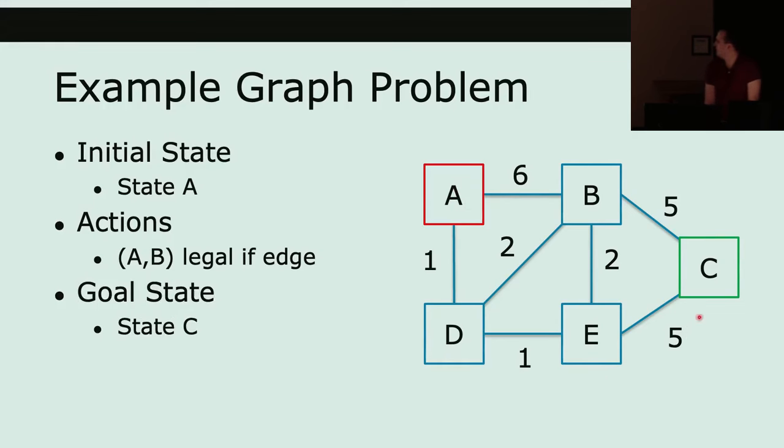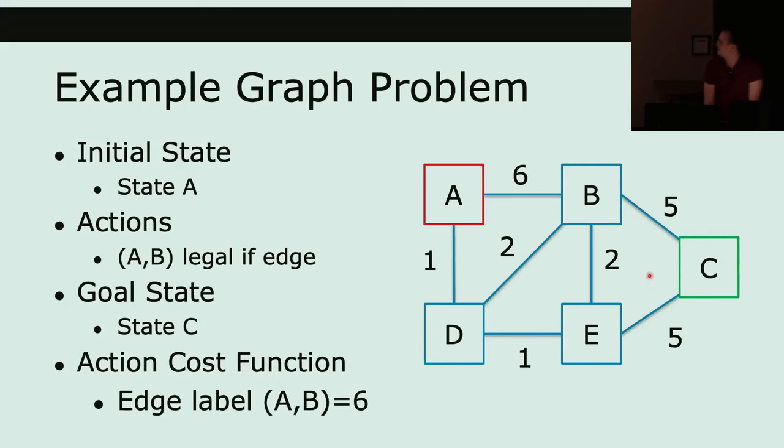The goal state here is goal state C. I've got the starting state red and the ending state green, so apologies to colorblind people. Maybe I should have reversed those colors, but that's just how I've done it here. And the action cost function, we have an edge label. So here, for example, going from A to B is going to cost us 6. And now the abstract algorithm doesn't care whether 6 means distance or time or money or a number of friends you meet along the way. It's just the cost that we have decided. And the tangible meaning of that cost in real life obviously doesn't mean anything to the algorithm.